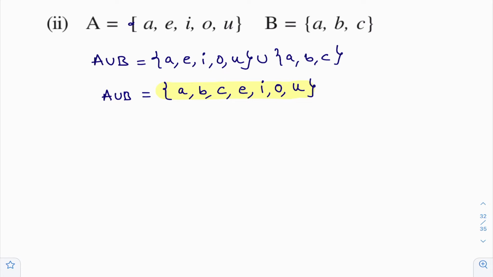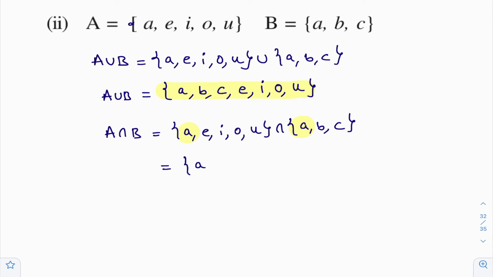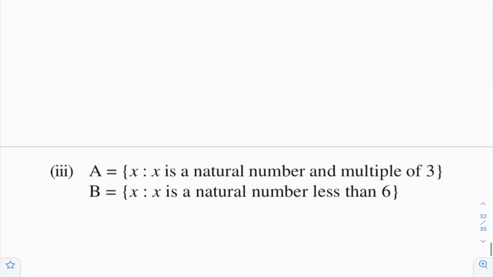In the fifth question, they are asking intersection of sets now. So I'll calculate A intersection B. What is set A? Set A is AEIOU. Intersection. What is set B? Set B is ABC. We need to calculate the intersection of these two sets. Intersection means common elements. You look here, A is present in both the sets. Is any other element common in both? No. So A is the only element which is common in both. So obviously A intersection B is the singleton set A. I hope you understand how to calculate A union B and A intersection B. Now we'll move to the next question.